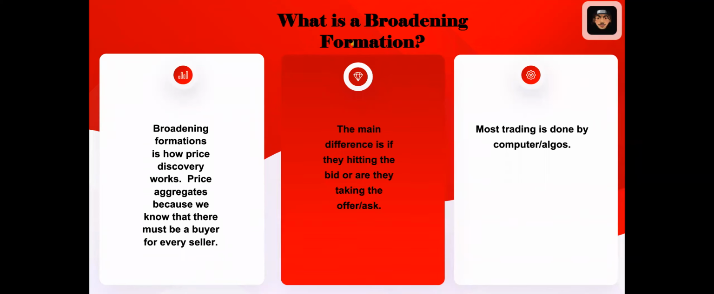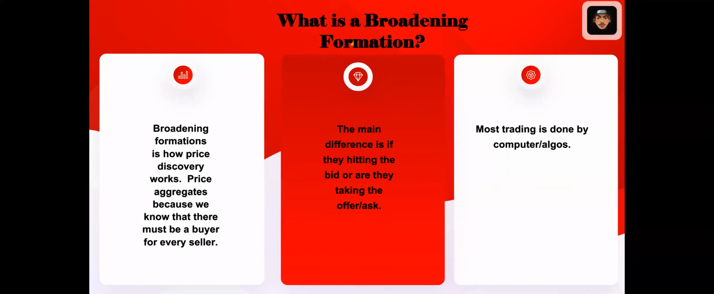Between the price going up or the price going down, it's aggression. Which side is being more aggressive? There must be a buyer for every seller. The difference is, are they hitting market orders or are they hitting limit orders? So most trading is done by computer and algos. And again, hitting the bid or taking the offer slash ask is that market order, limit order thing.